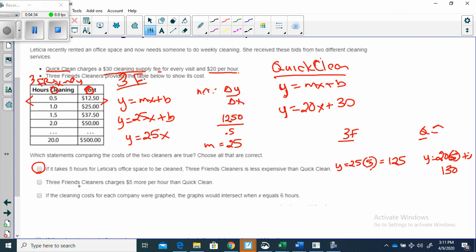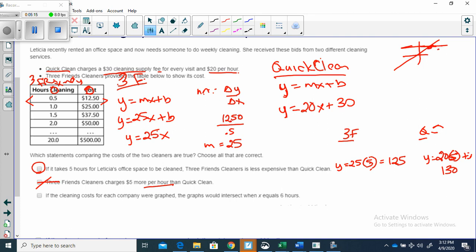Okay, and it says choose all that are correct, so let's try the next one. Three Friends cleaners charges $5 more per hour, so we're talking about the unit rate. Well, let's see. Three Friends charges 25 per hour. Quick Clean charges 20 per hour. So no, this is not right. All right, if the cleaning costs for each company were graphed, the graphs would intersect where x equals 6 hours. Well, the graphs are going to intersect like we learned with systems of equations. The graphs will intersect when you've got a point where your x and your y are the same.